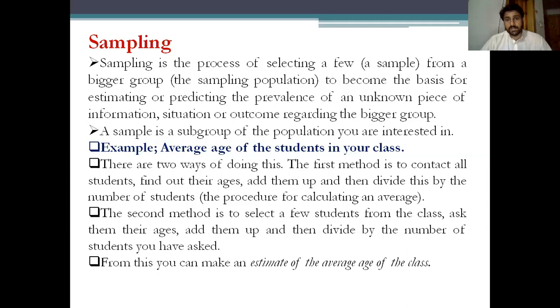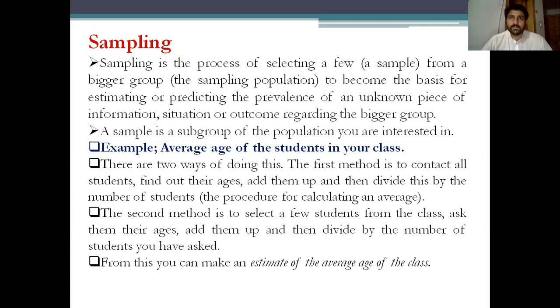The second method can be that you select a few students from the class. You can select them randomly or by a specific sequence. First a person is selected randomly, or by some pre-planned number in your mind, then the second person is selected in sequence, and then you ask their ages. You select a few students, ask their ages, add them up, and divide by the number of students you have asked, and so it also gives you an idea.